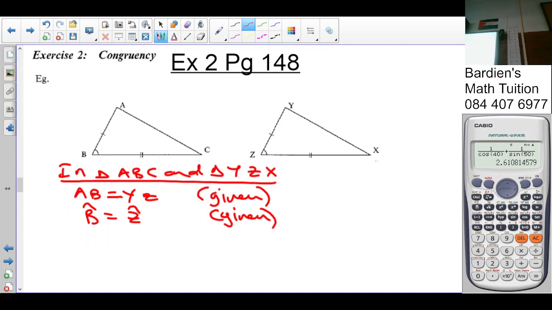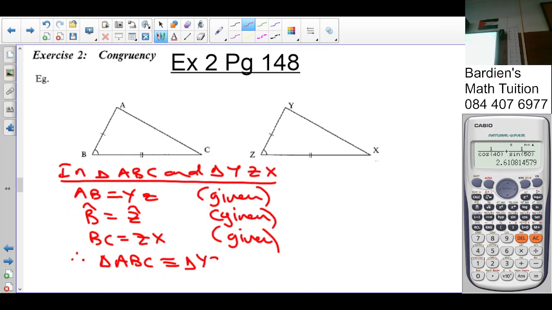BC is equal to XZ. Why? Given. Can you see that, people? So what am I using? Side, angle, side. So therefore, triangle ABC is congruent to triangle YZX. Why? Side, angle, side. And that's all you do.